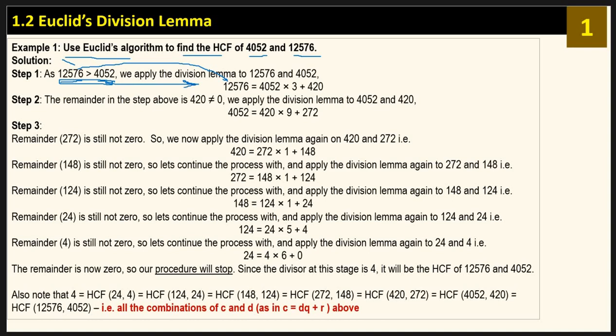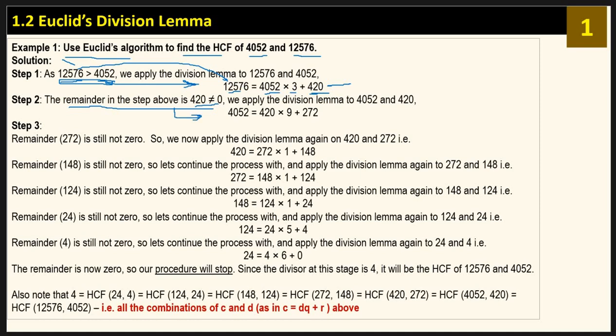So we have 12576 is equal to 4052 times 3 plus 420. So we notice that this equation has remainder of 420, and this remainder of 420 is not equal to 0, so we shall continue to apply the lemma again.